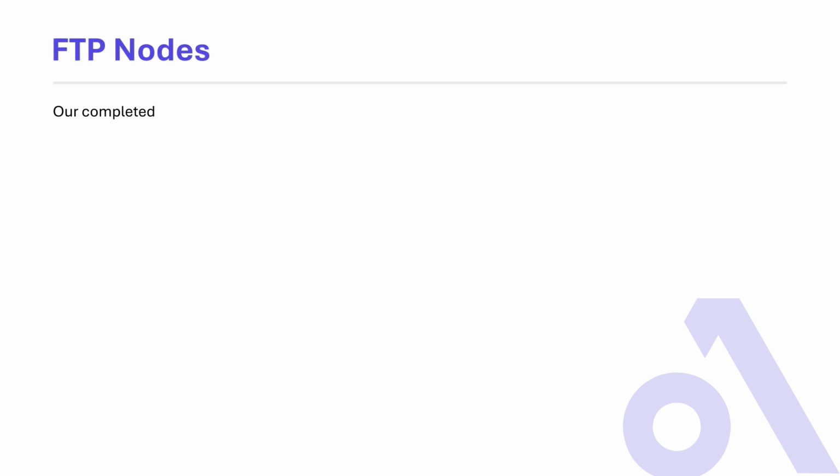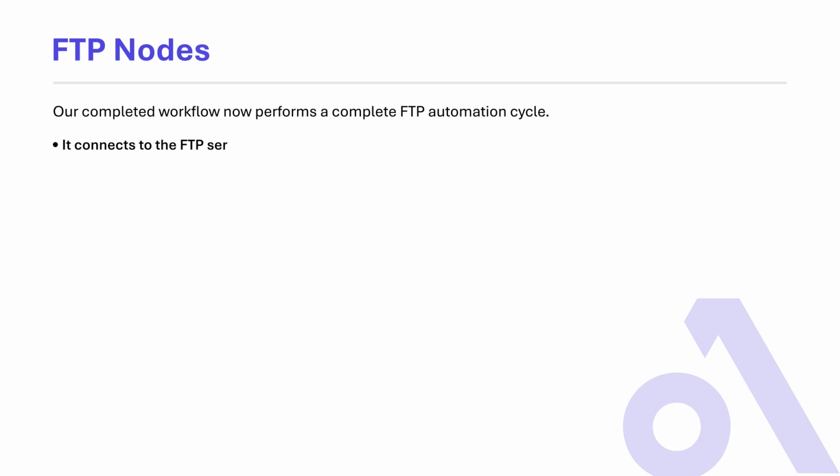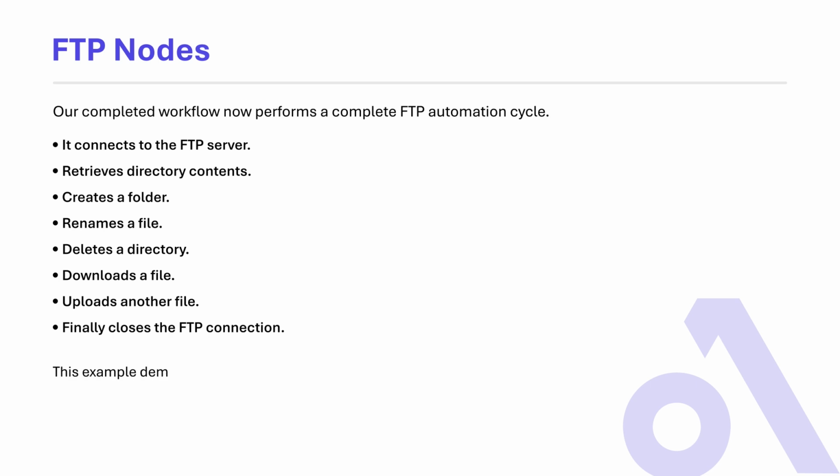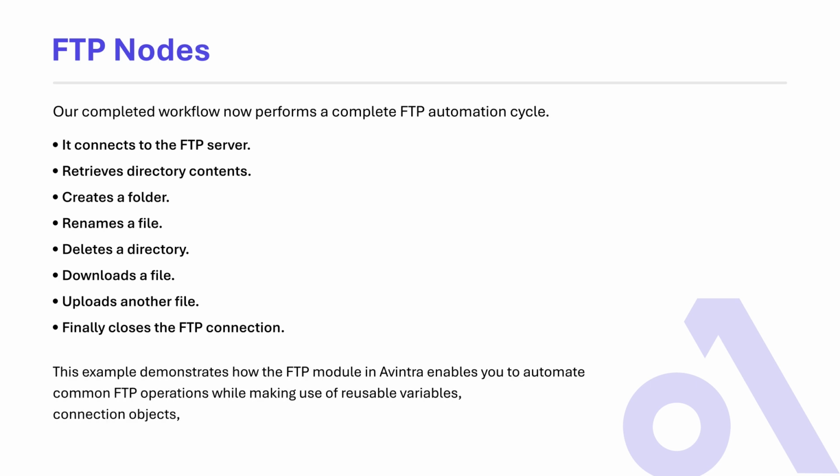Our completed workflow now performs a complete FTP automation cycle. It connects to the FTP server, retrieves directory contents, creates a folder, renames a file, deletes a directory, downloads a file, uploads another file, and finally closes the FTP connection. This example demonstrates how the FTP module in Avintra enables you to automate common FTP operations while making use of reusable variables, connection objects, and configurable transfer options to create efficient and maintainable workflows.